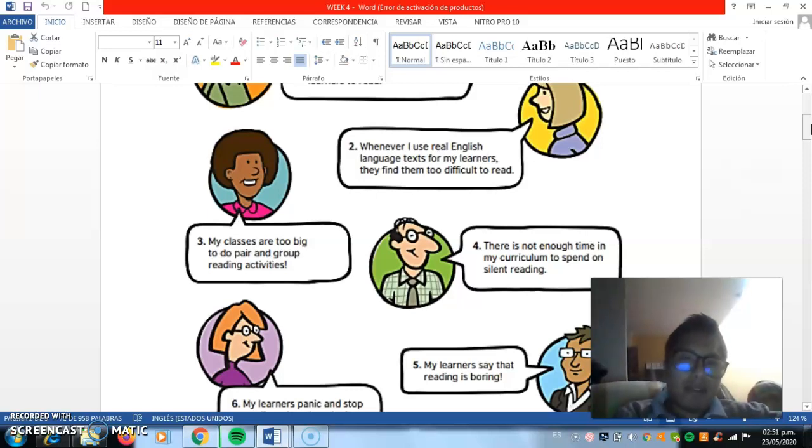My classes are too big to do paired and group reading activities. Wow, that is a huge challenge. What can we do? Really interesting. I think we can make groups of work. Most of the time you can have a time in class where students individually can read some part of the test, and later they can group. They can work in groups according to the test that they read, and they can provide ideas. Maybe they can find some specific information and use all the strategies that we learned in this class. So it could be an idea that you work individually and later in groups, whole groups, right?